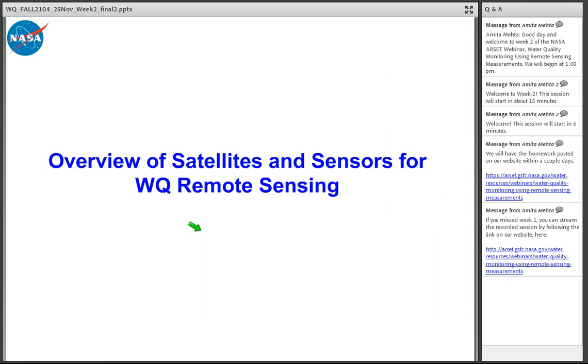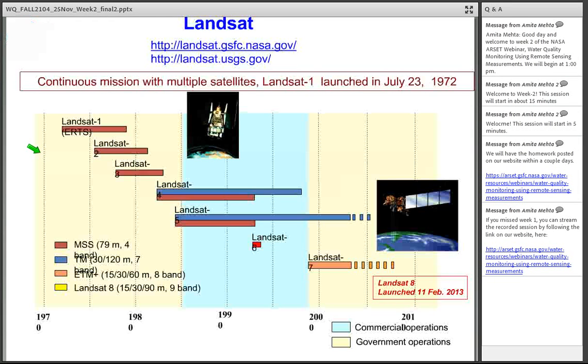Okay, so with that background, we want to look now at all the satellites and sensors that are useful for water quality remote sensing. So we'll start with Landsat. Landsat is a continuous mission with multiple satellites. It started in 1972, as shown here. So Landsat 1 all the way to Landsat 8, which was launched in February 2013. So these are missions that span more than 40 years now.